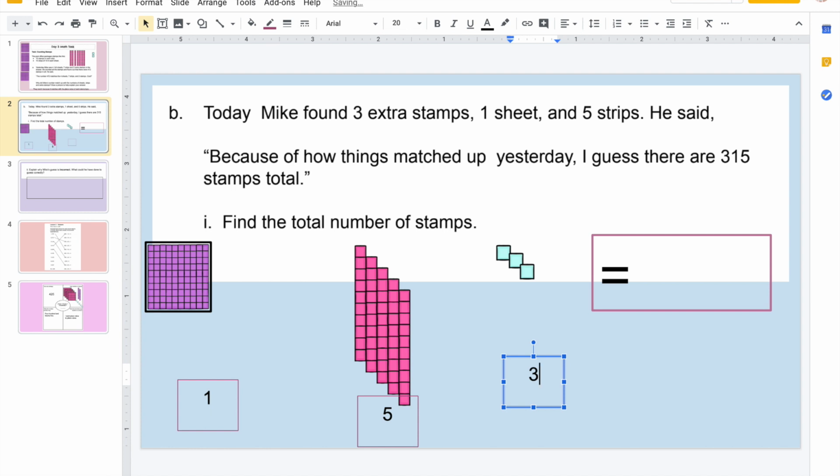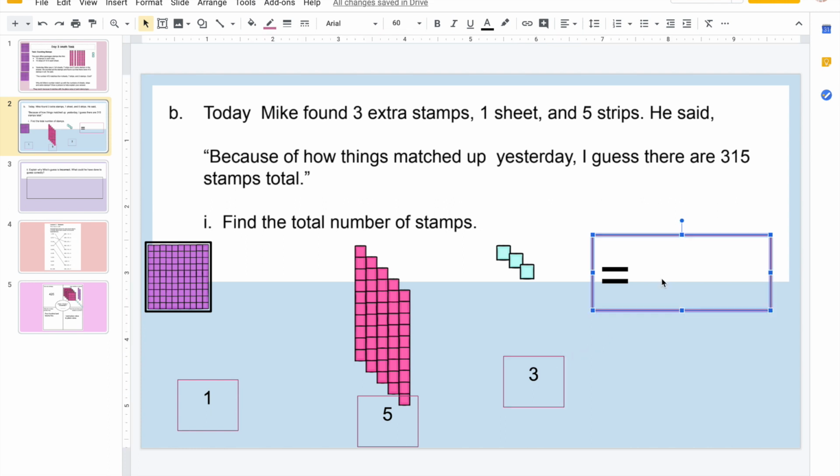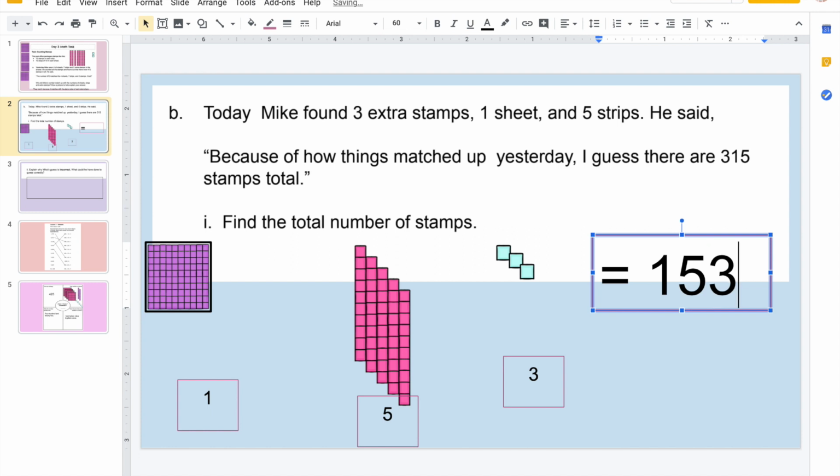So as you see, if you go in order of the place value, starting with the hundreds, the tens, and then the ones, Mike was not correct. There are not 315 stamps, but basing it off of the place value and going in that order, there are 153 stamps. So your answer for B is 153.